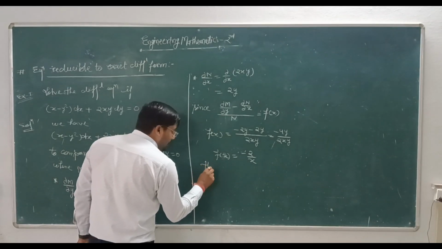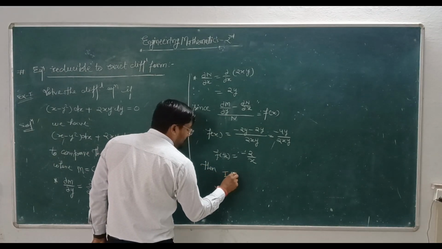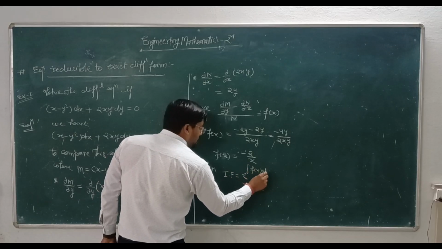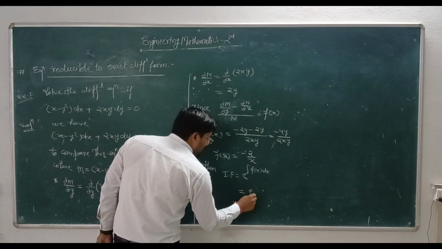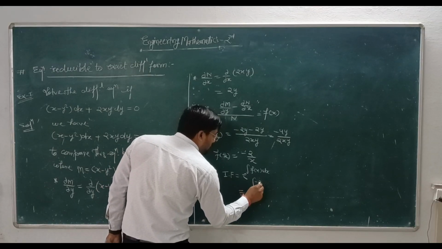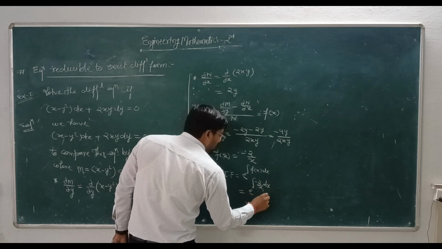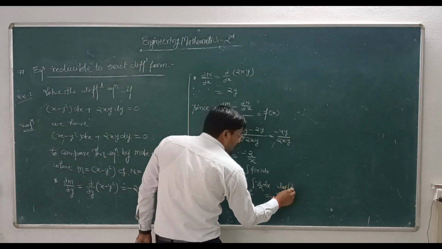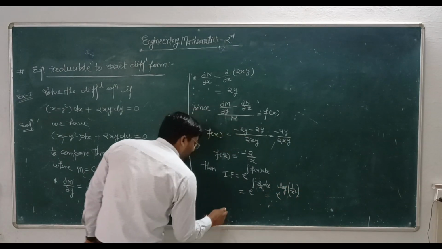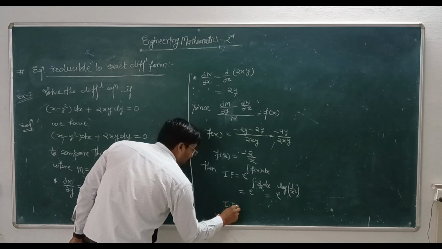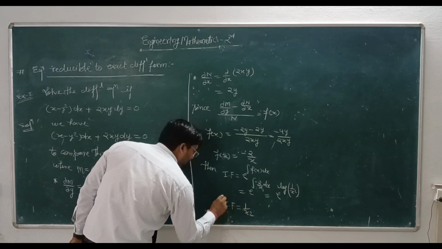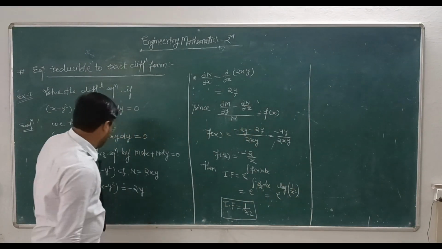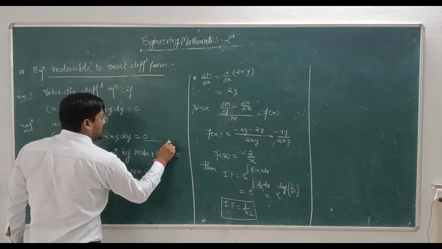Now find the IF. IF is equal to e to the power ∫f(x) dx, which is e to the power ∫−2/x dx, or e to the power log of 1 upon x². So IF is equal to 1 upon x². This is equation number first.